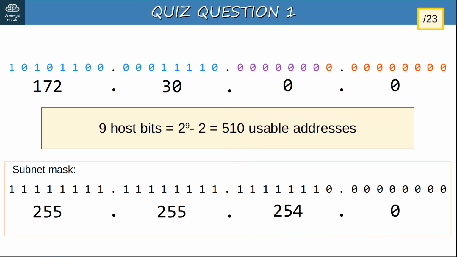/23 is written as 255.255.254.0 in dotted decimal, by the way. As I mentioned before, make sure you know how to write different prefix lengths in dotted decimal too.